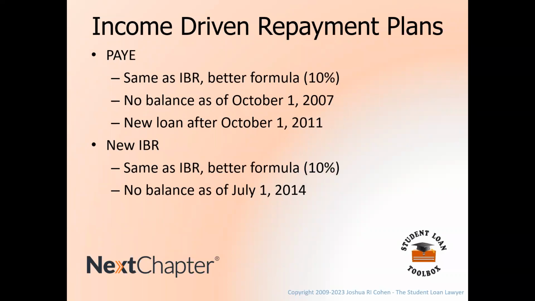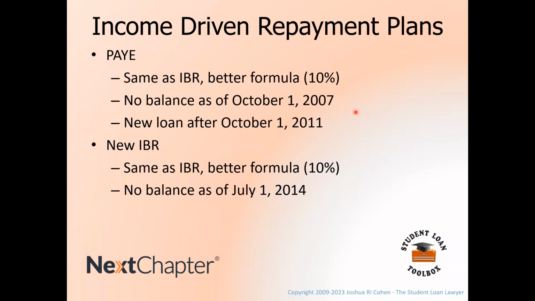All right, and then we have Pay. Pay came out in 2012 through executive action. It's the same as IBR, but a slightly better formula. It has a 10% formula instead of 15%. However, it's got a catch. You can have Pay if there was no balance on your loan as of October 1st, 2007, and you needed to take a new loan after October 1st, 2011. You cannot simply consolidate and say, oh, look, I have no balance as of October 1st, 2007. It doesn't work that way. If you owed a penny on October 1st, 2007, you're not eligible for Pay. This was made for the class of 2012 and newer.